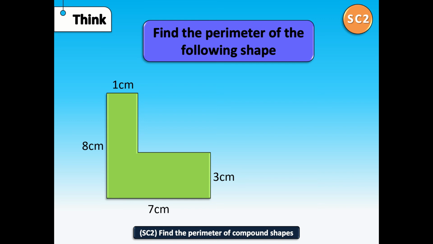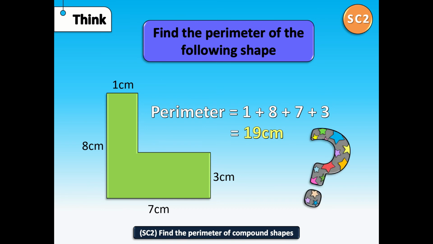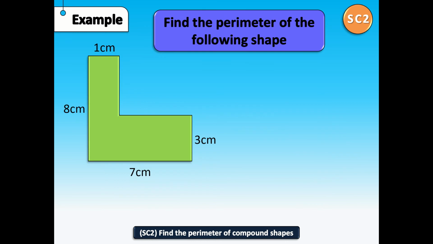Now if we want to find the perimeter of the shape, we need to make sure we add up all of the sides. So if we were just to add up the sides that we were given, this would be the wrong answer. For a question like this, we've got to work out the lengths of the missing sides first.